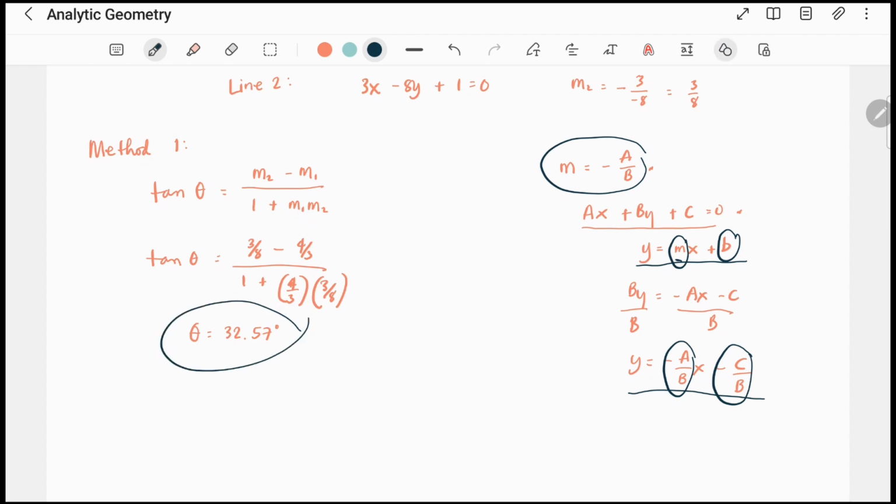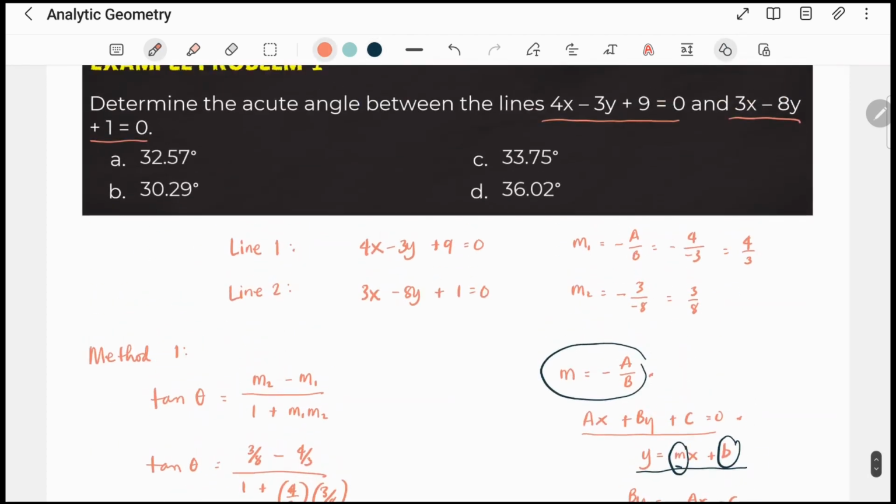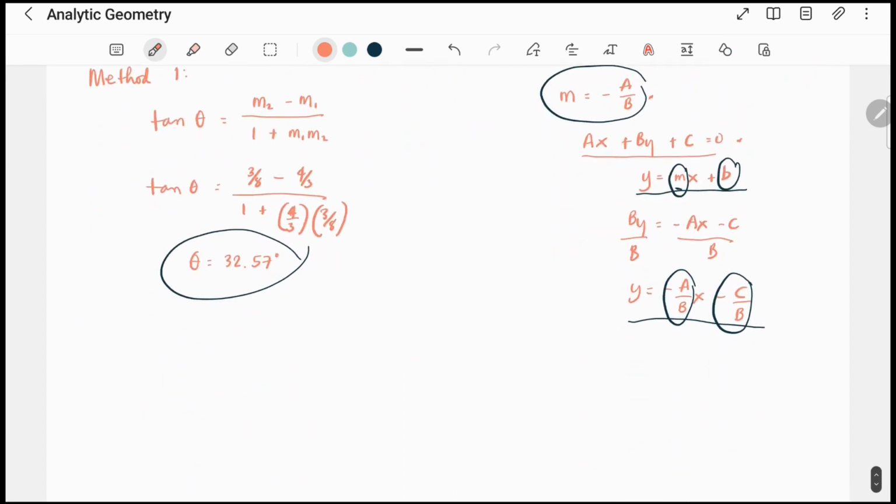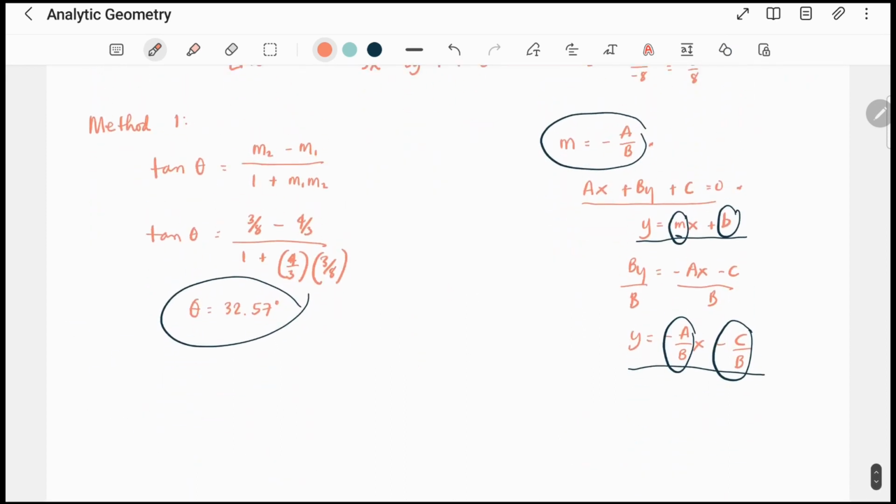So all we have to do is hanapin yung ating sagot dito sa taas sa mga choices, and the answer is letter A. O di ba ang dali, no? Kung gamit yung ating formula. So, let us now try solving this problem using the method 2.